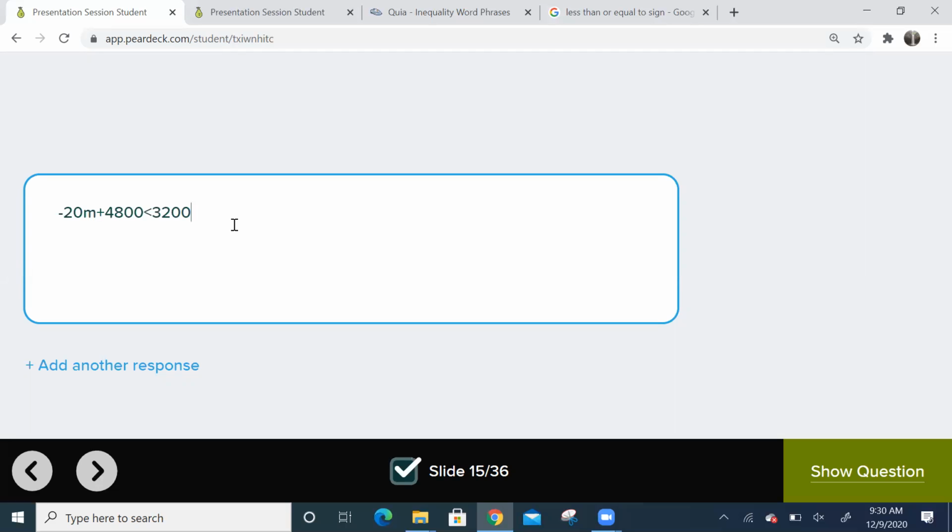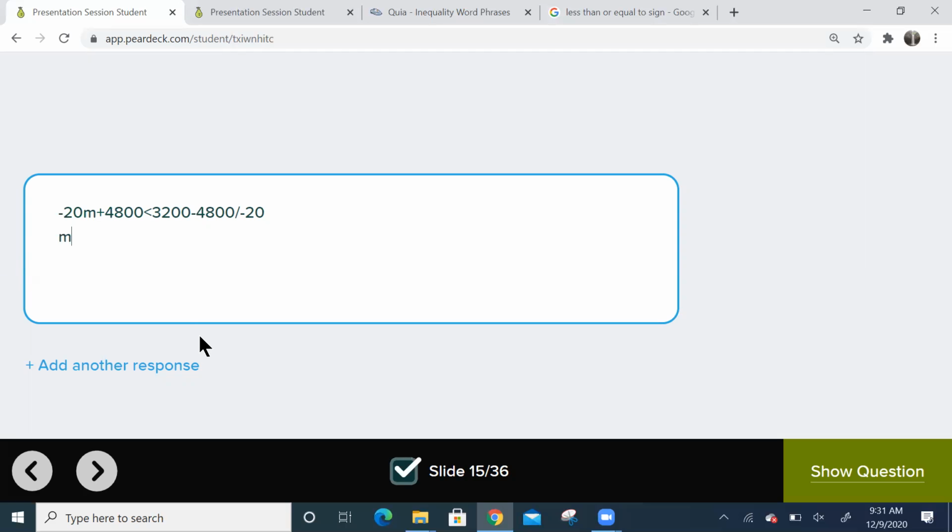Okay, so we solved this. So I'm going to subtract 4,800 from both sides, and then divide it by negative 20. Okay, so let me go ahead and use the calculator for that. So we go 3,200 minus 4,800 divided by 20. Okay, so I get m. Well, the answer was m was less than 80.